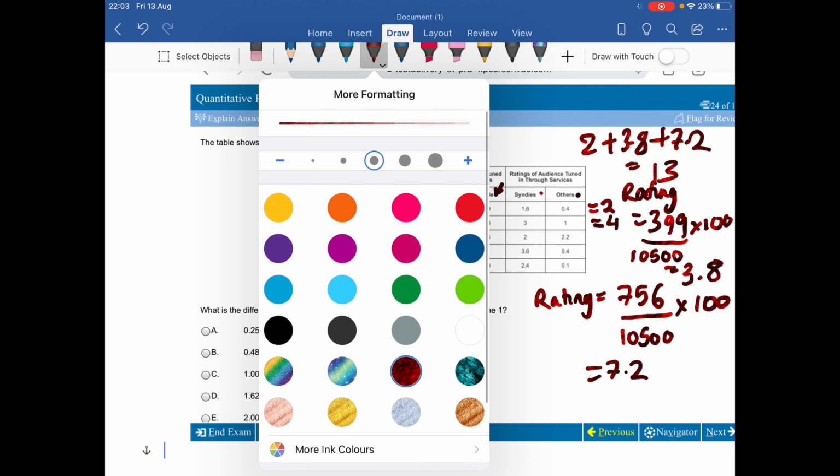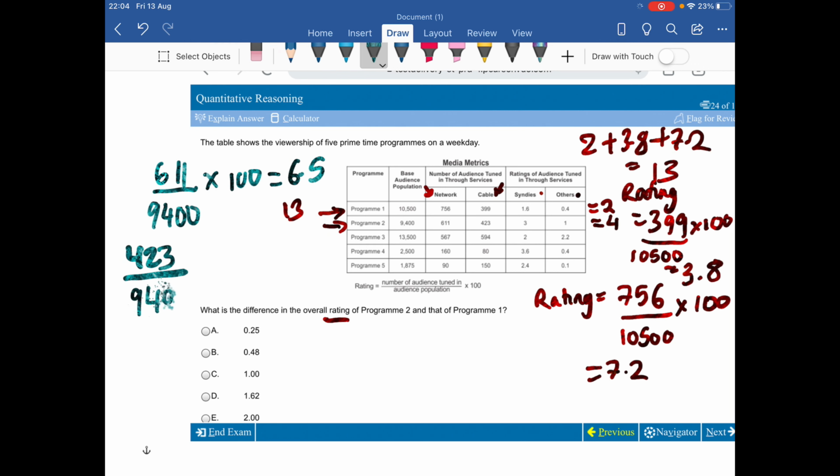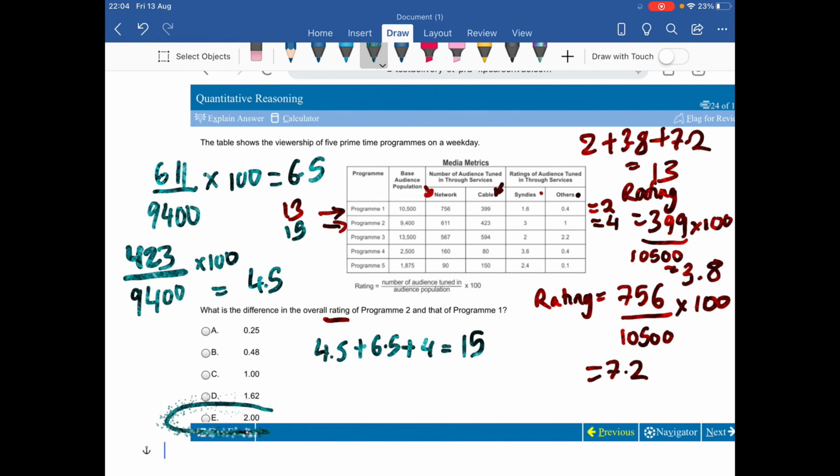And then I calculate program 2. And then for the cable column, and then I add all of them again. The answer for that is 15. So it's 15 for program 2, and it's 13 for program 1. So the difference is basically 2.